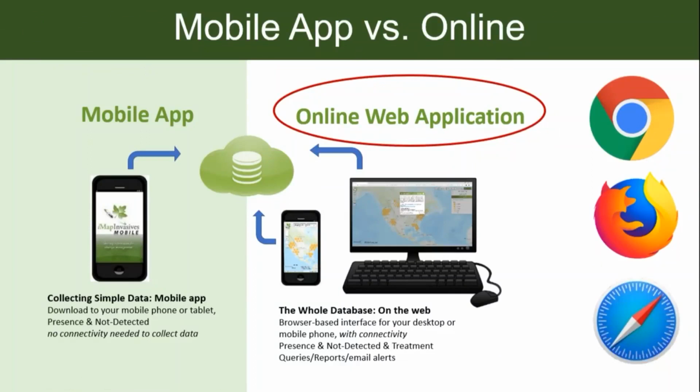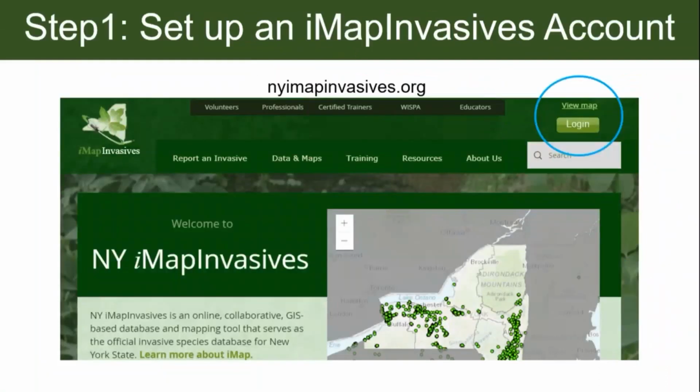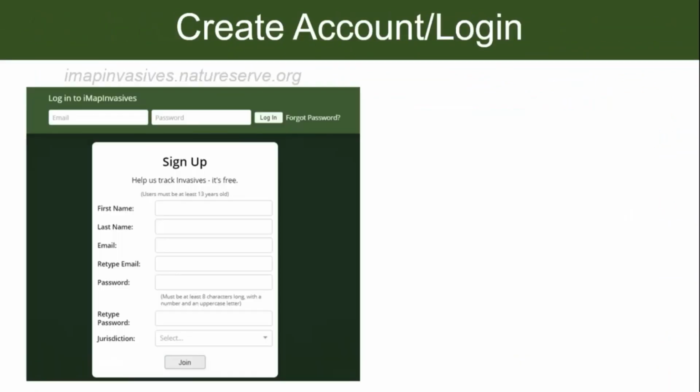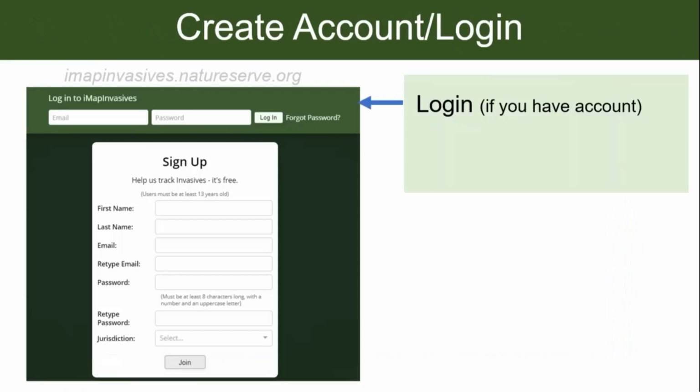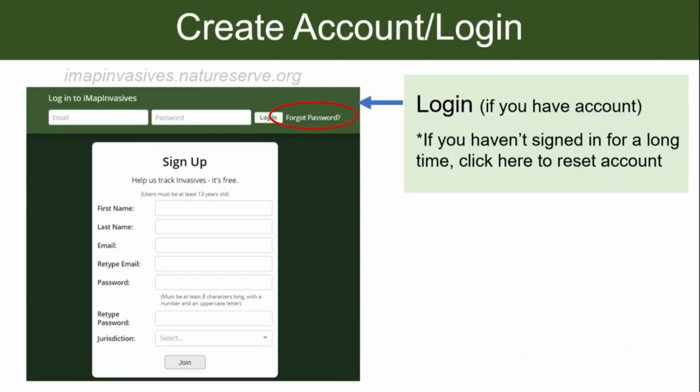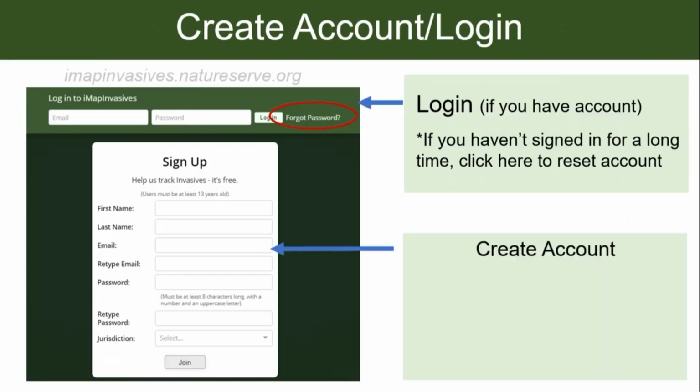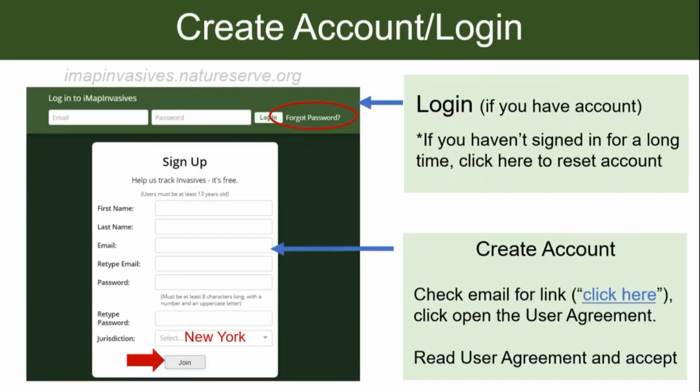So I'm going to start by talking about the online application, which is also where you can access the whole database, view distributions of invasive species, etc. So if you don't have an account, go to our homepage at nyimapinvasives.org and click login. And that will bring you to this login page. And you can either enter in your information if you already have an account. You might have to use the forgot password tool if you haven't signed in a long time. And if you don't have an account yet, you can use the sign up box.